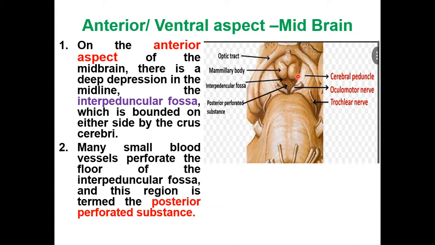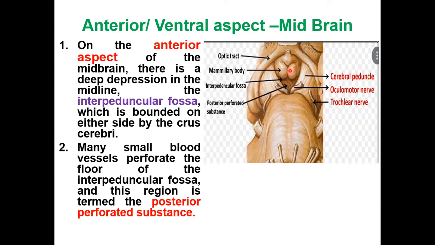Now, the ventral surface of the midbrain. In this diagram, you can see that these are the cerebral peduncles, and this is the interpeduncular fossa. The interpeduncular fossa is bounded by the two crus cerebri, which are parts of the cerebral peduncle. And from the medial side of this crus cerebri, you can see a nerve arising, that is the third cranial nerve known as the oculomotor nerve.